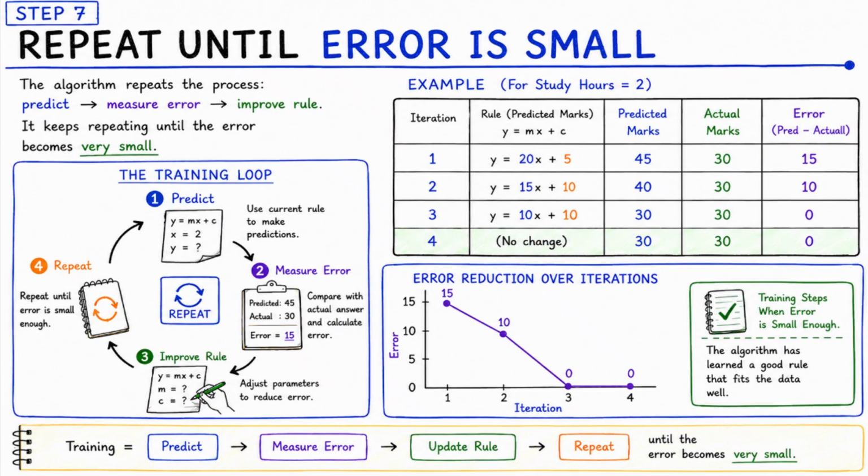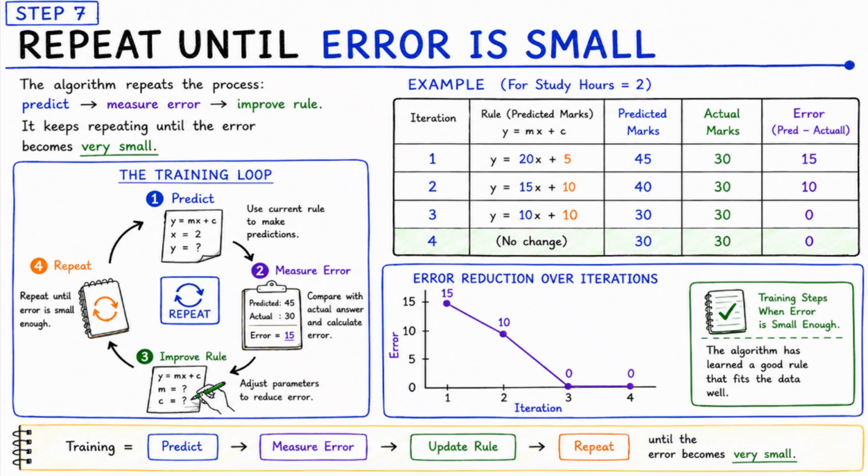At this point, the algorithm has improved its mathematical rule once, but one update is usually not enough. This cycle, predict, measure the error, update the rule, is repeated over multiple iterations. Let's look at our example. In the first iteration, the prediction was 45, while the actual marks were 30, so the error was 15. After updating the rule, the second prediction became 40, reducing the error to 10.